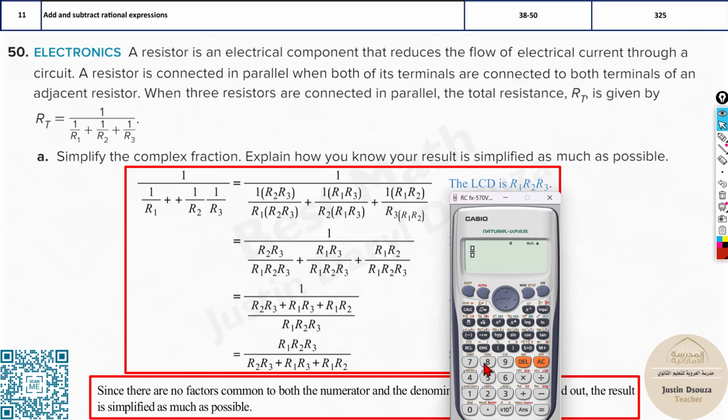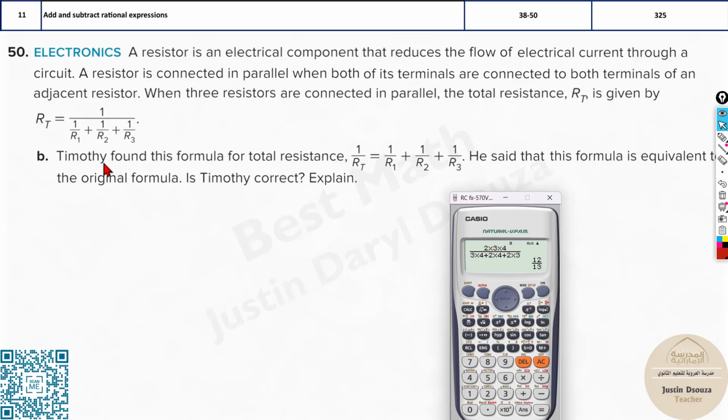Now I will do this. 1 is 2 times 3 times 4 divided by 3 times 4 plus 2 times 4 plus 2 times 3. Is it correct? Yes, it is 12 by 13. So this is the correct answer. That's how we can easily match it up. Even over here, Timothy found this formula of total resistance, 1 by RT is equal to so much. He said the formula is equivalent to the original formula. Is Timothy correct? If he is correct, then it should match.